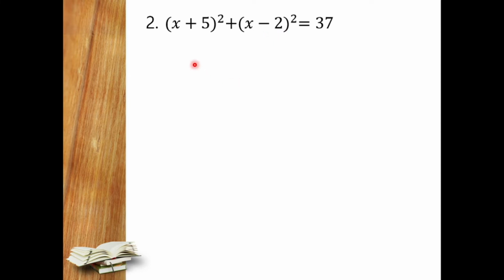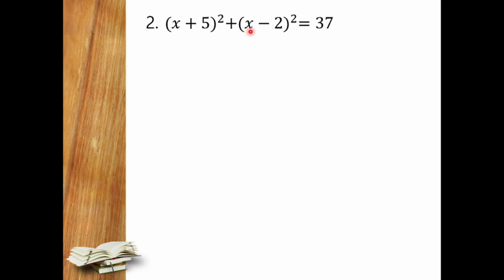Or, we can simply make use of the special products. You get the special product of this. So, to get the special product of x plus 5 squared, we need to square the first term plus the product of x and 5 multiplied by 2. Then, we square the last term. Same is true with x minus 2 squared.